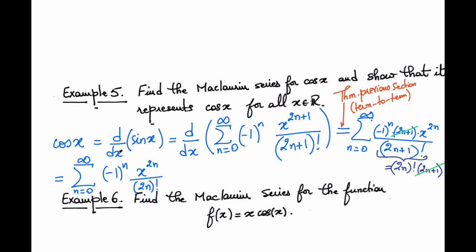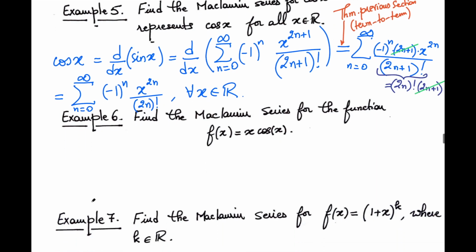And keep in mind that, as we said, since the derivative of that power series is going to have the same radius of convergence, then that series is going to also be convergent for all x in R, by that theorem, the term-by-term thing, I mean, that theorem of the previous section. So for all x in R, and as such, this series is going to equal that cosine function for all x in R. Okay? Make sense? All right, moving on.